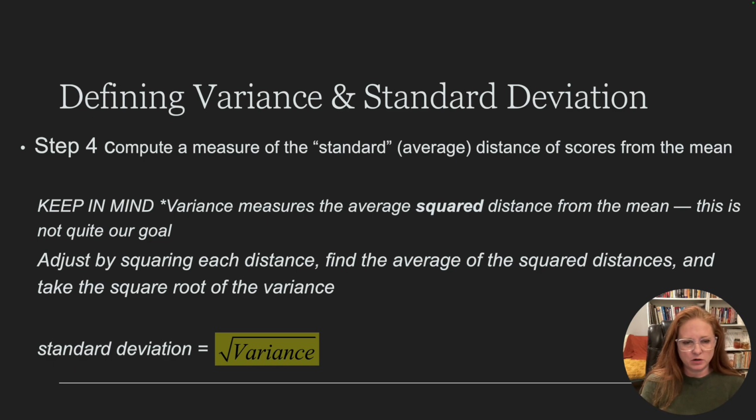Okay, so step 4, you compute a measure of the standard or average distance of the scores from the mean. Keep in mind, variance measures the average squared distance from the mean. Again, we're not to our goal yet. Yes, you are adjusting each score by squaring the distance, but we're doing that so we can get rid of the negatives. You need to get it over the finish line. To get it over the finish line, you just take the square root of variance.